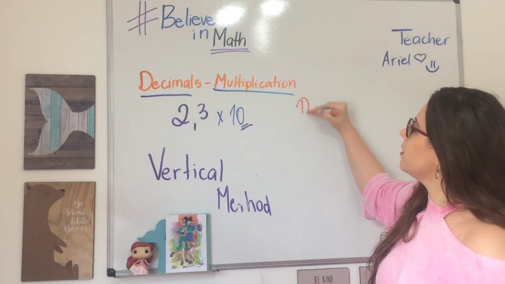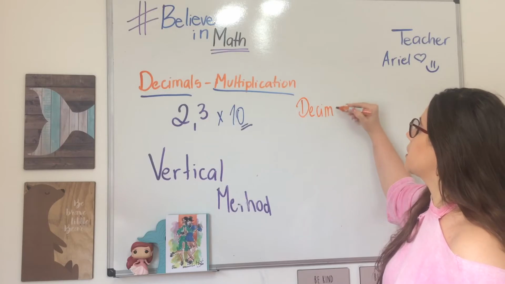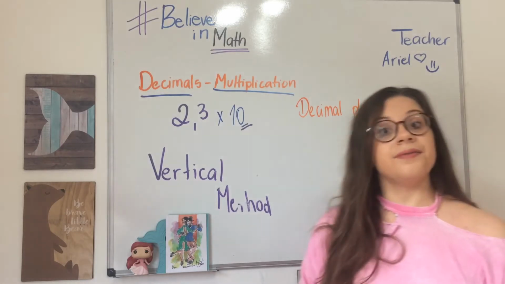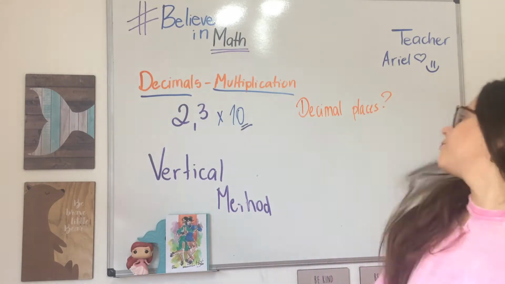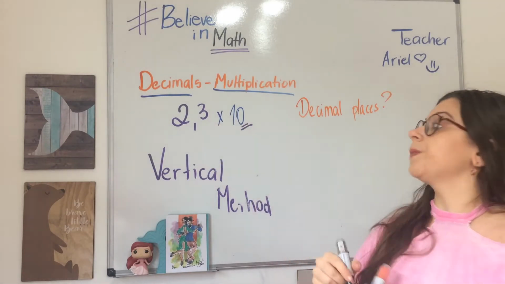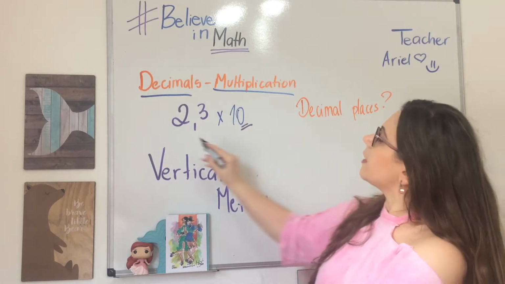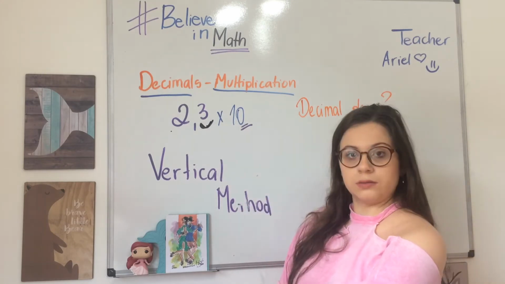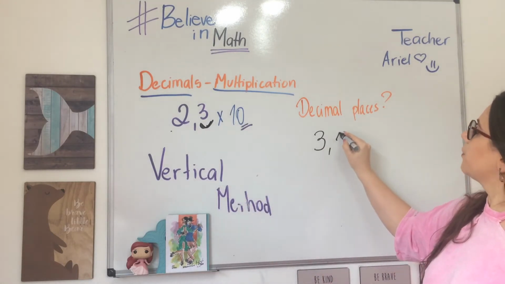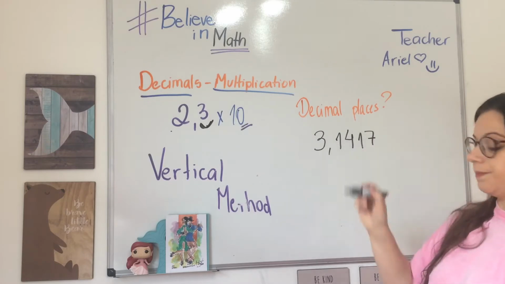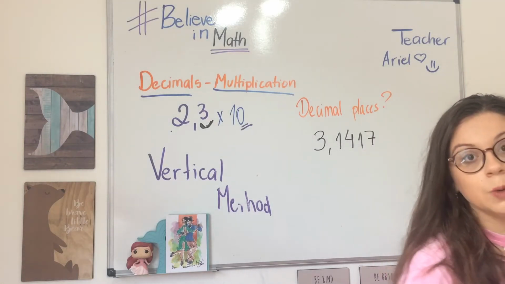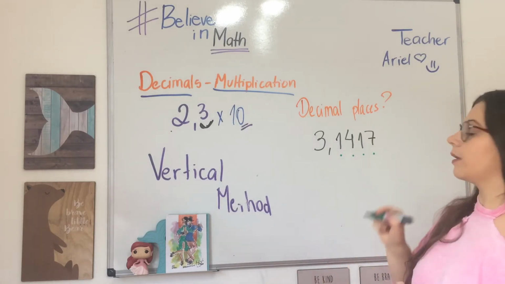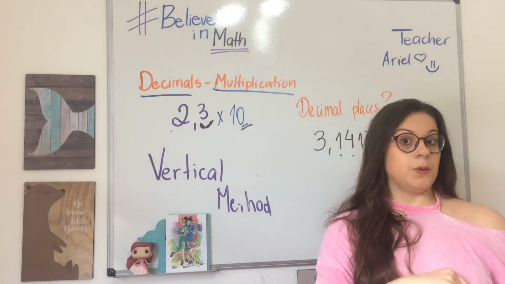So the first thing that you have to ask yourself is, how many decimal places do I have in my factors? So when I have, for example, let's get this example here. How many decimal places do I have in 2 and 3/10? I have only 1. In the number 3.1417, how many decimal places do I have here? 1, 2, 3, 4. I have 4 decimal places.